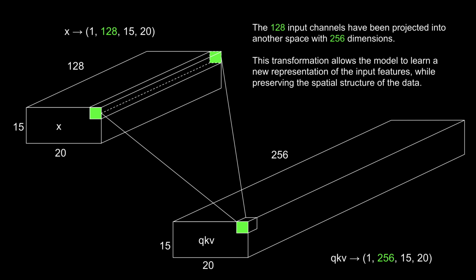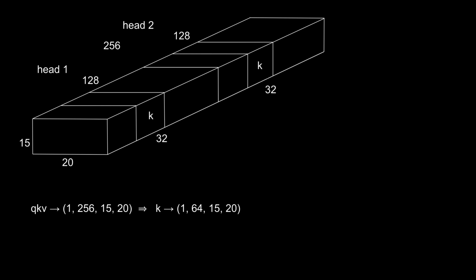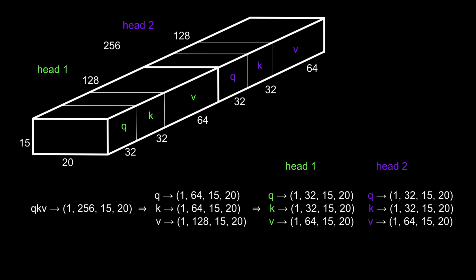Another way to think about this is that the 128 input channels have been projected into a 256-dimensional space. This transformation allows the model to learn a new representation of the input features while preserving the spatial structure of the data. Now, let's shift this tensor to the left and break it down. The reason for doubling the size is that the attention mechanism uses two heads. This results in a total of 64 queries, 64 keys, and 128 values, as you can see here. Each set of Q, K, and V corresponds to a specific attention head.